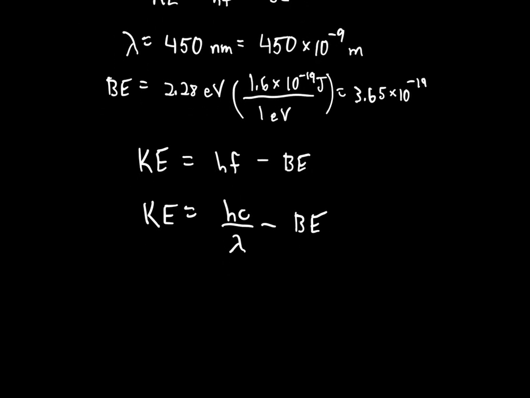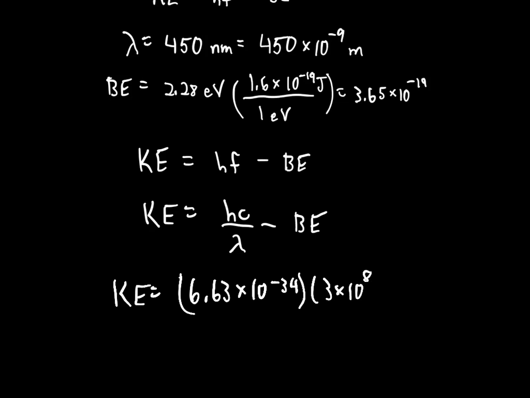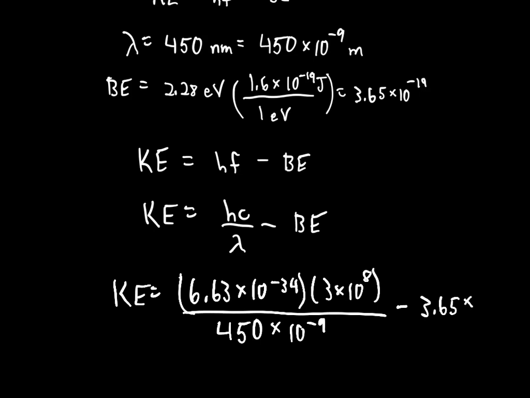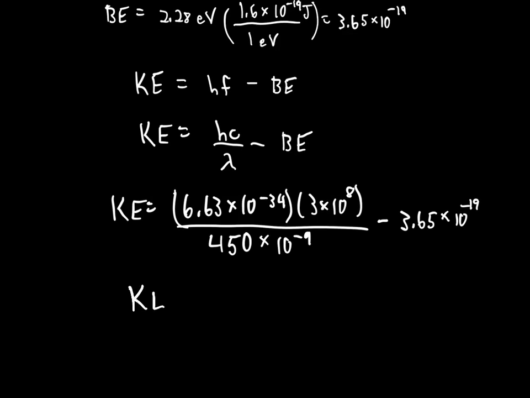Do I have all these variables? Yes. Kinetic energy is h, 6.63 times 10 to the minus 34, times c, which is 3 times 10 to the 8th, divided by the wavelength, which is 450 times 10 to the negative 9, minus the binding energy, which is 3.65 times 10 to the negative 19. That'll give me a kinetic energy of 7.7 times 10 to the negative 20 joules.